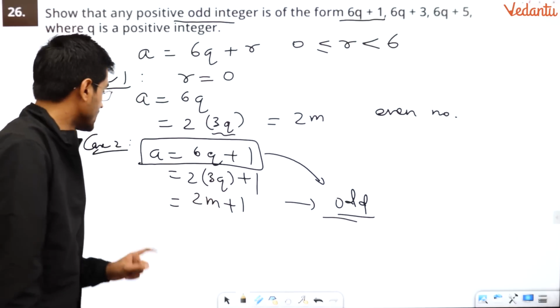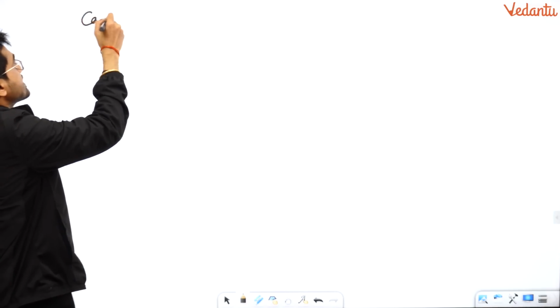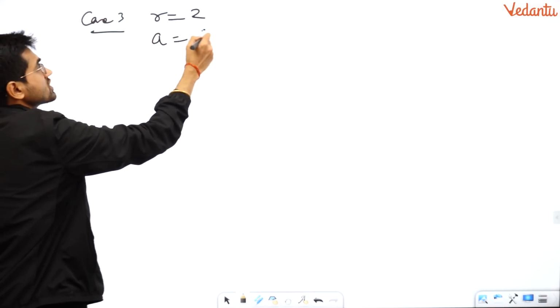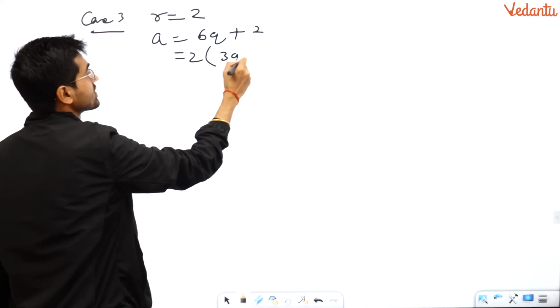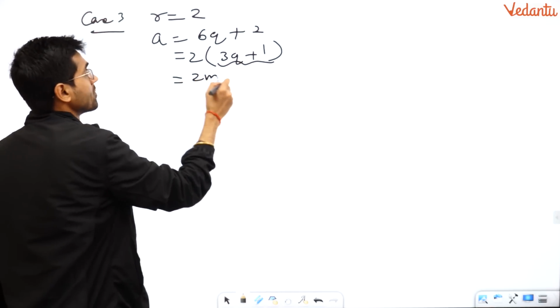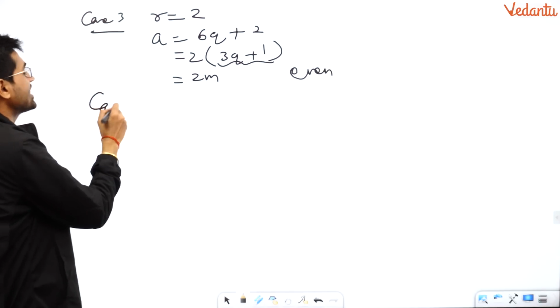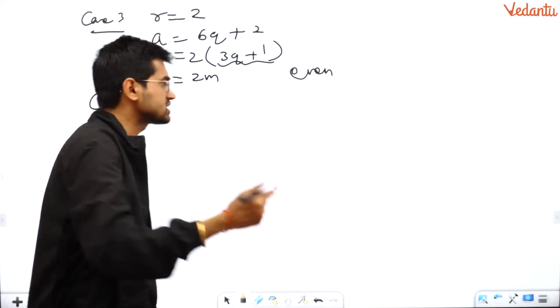I got it. Now I have to take case 3. Similarly, case 3 is r equals 2. You will have a equals 6q plus 2. Now do this thing. Take 2 common in the complete expression. You get 3q plus 1, whatever this is, a number. So 2m, which is even, not odd. So you understand now you can do so fast. Don't you think you can do very fast now? Yes, why can't you?